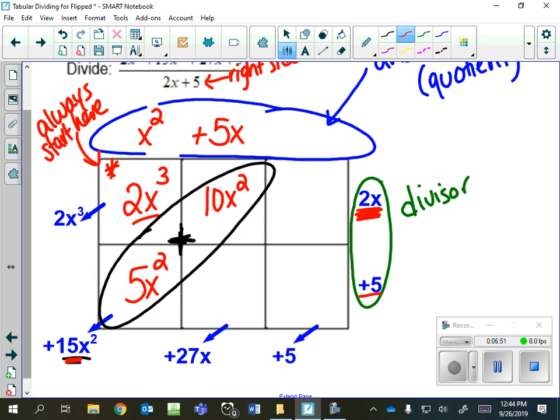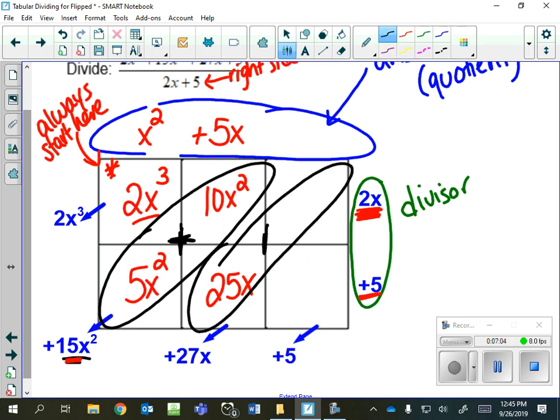I'm going to continue multiplying. 5x times 5 gives me 25x in the bottom middle. Now once again, I go to my diagonal. On my diagonal, I need to add to give me 27x. I already have 25x, so this top right needs to be a 2x.